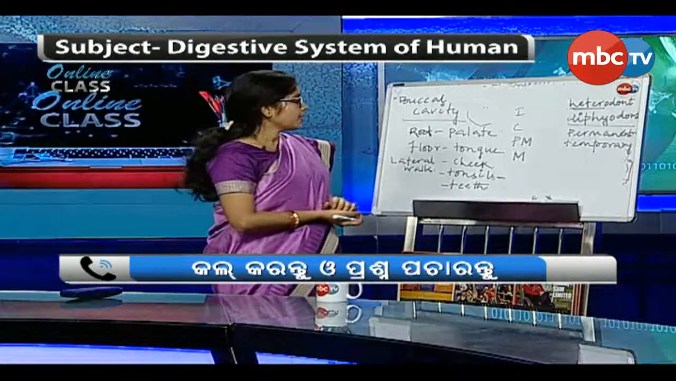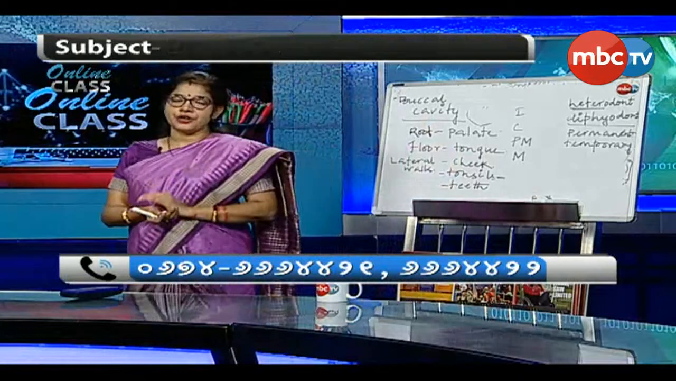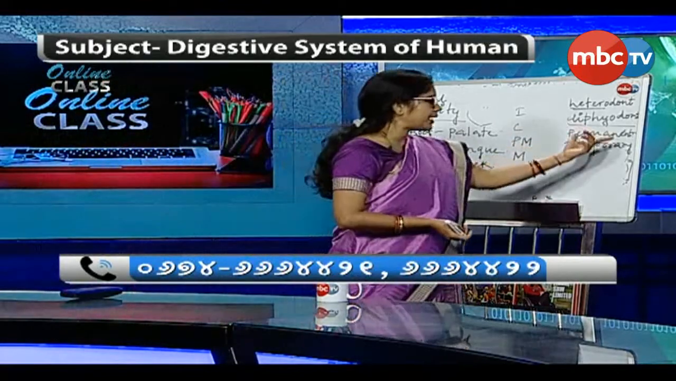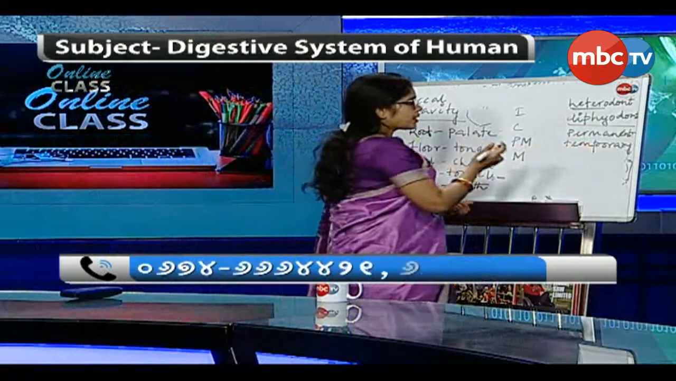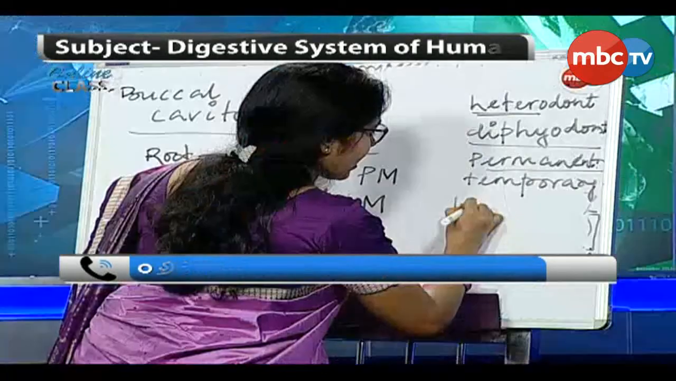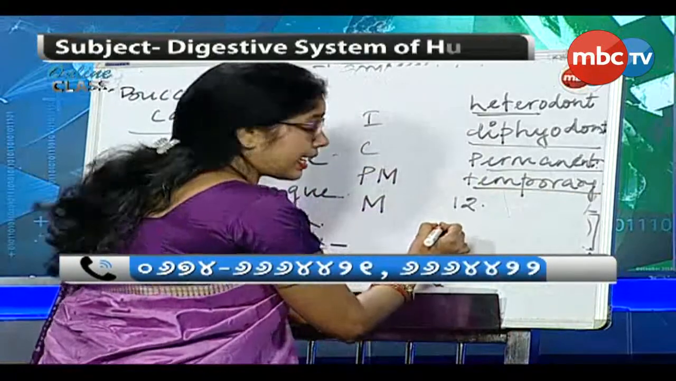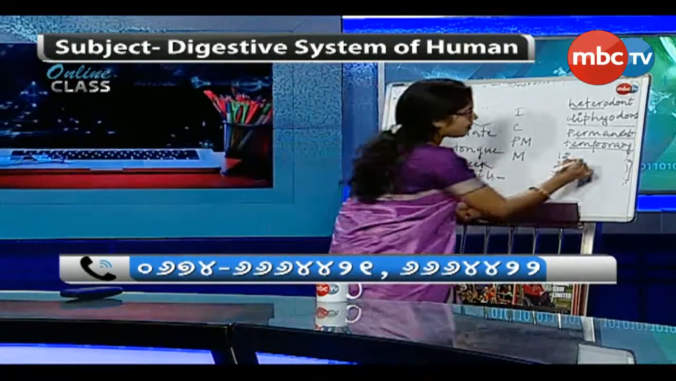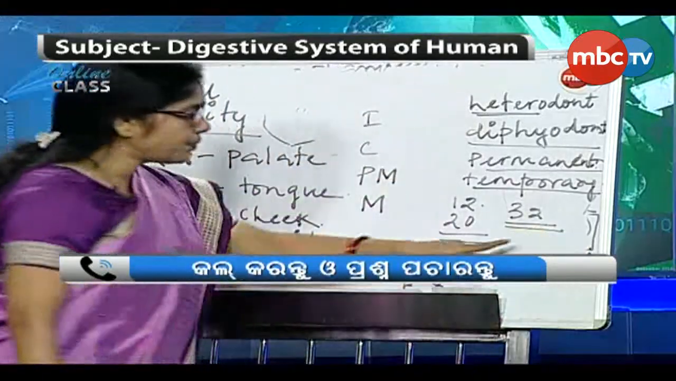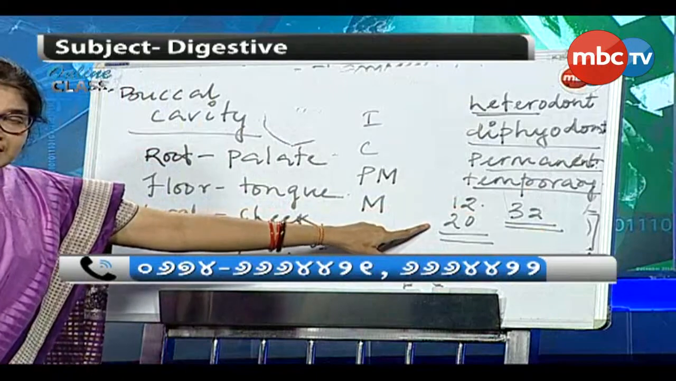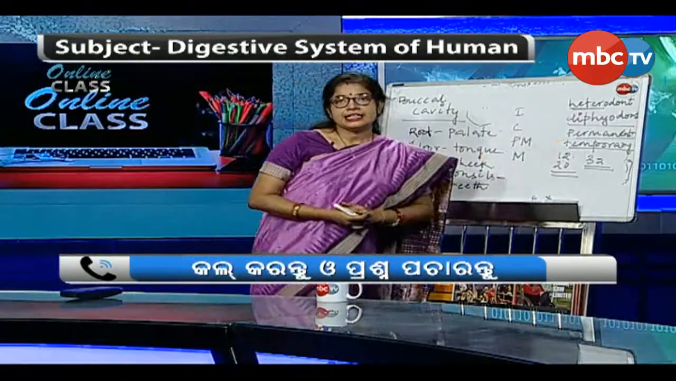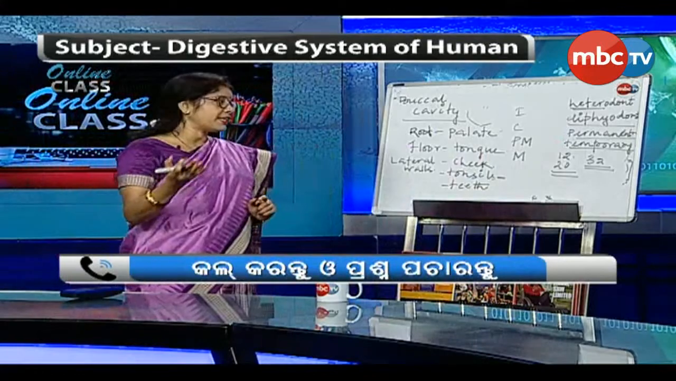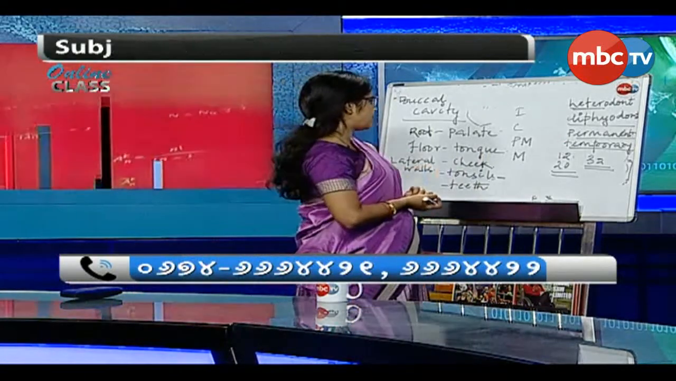Out of the 32 teeth which are present in an adult, that is within the age of 25 years, how many of the teeth are said to be permanent and how many are temporary? The permanent teeth number is approximately 12 and the temporary number of teeth in an adult is approximately 20. So, in an adult individual, the total number of teeth is 32. Out of the 32, 12 are permanent and 20 are temporary. The temporary teeth are also known as milk teeth or deciduous teeth because they will be replaced by the permanent teeth after some particular period of the birth.